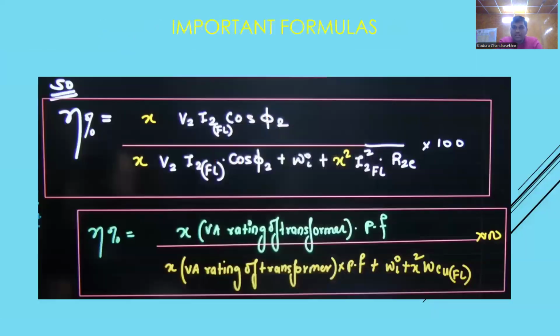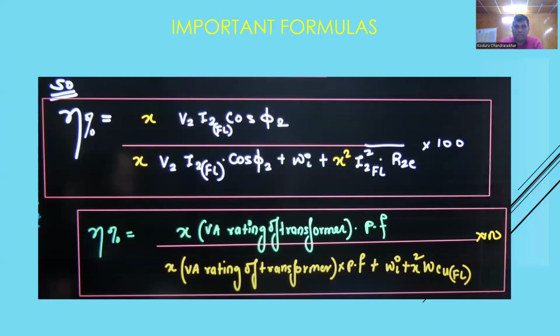So at the end, the important formula that we have to remember is the percentage efficiency is equals to x into V2 I2 at full load into cos phi 2 divided by x into V2 I2 at full load into cos phi 2 plus iron losses plus x square into I2 square at full load into R2 ES into 100. So I2 square at full load into R2 ES is the copper losses. Okay. So we can also write efficiency as x into VA rating of the transformer into power factor divided by x into VA rating of the transformer into power factor plus iron losses plus x square into copper losses at full load.